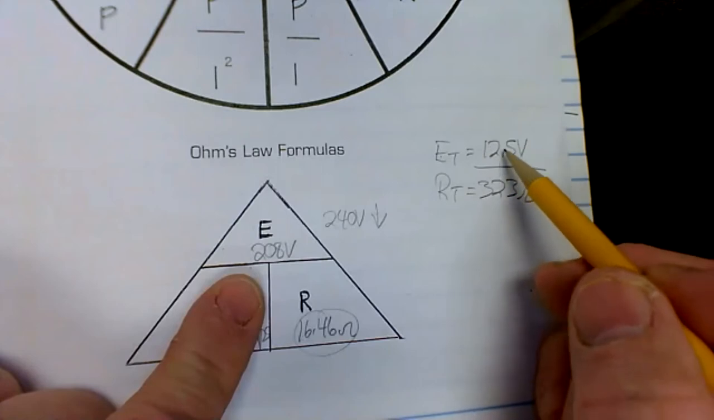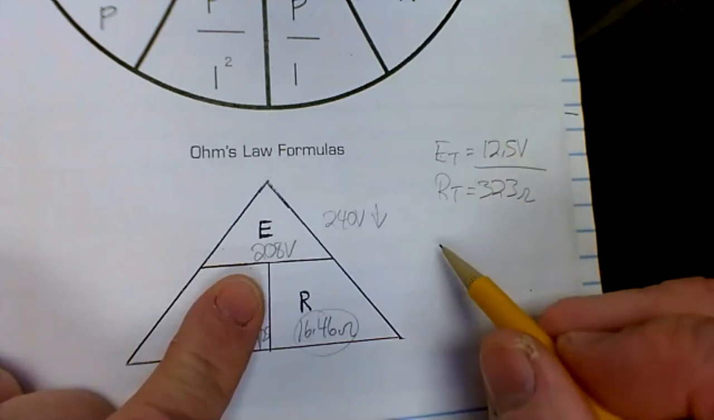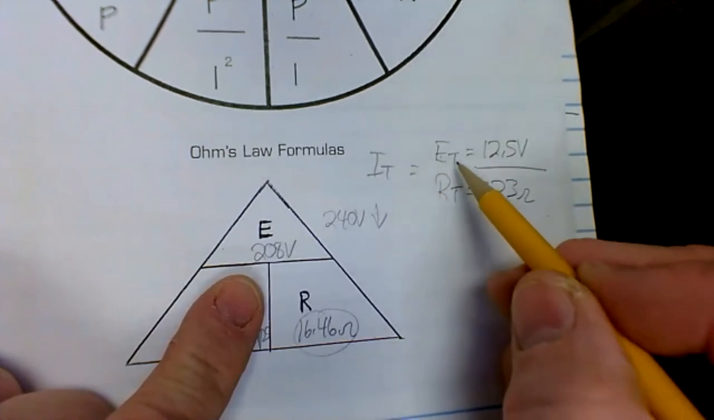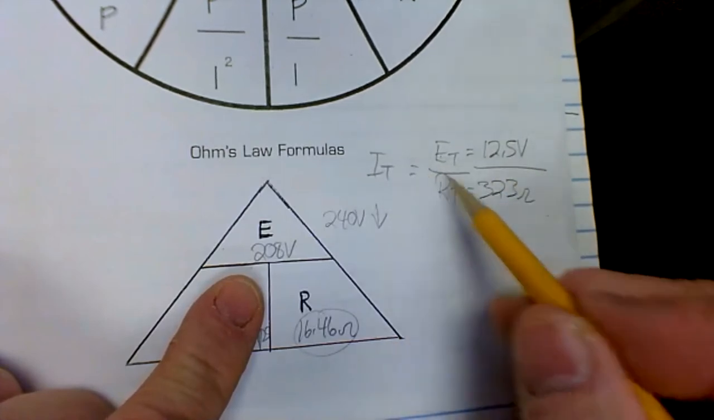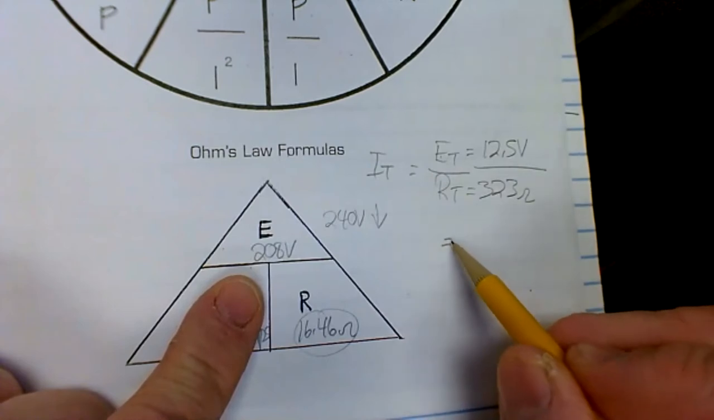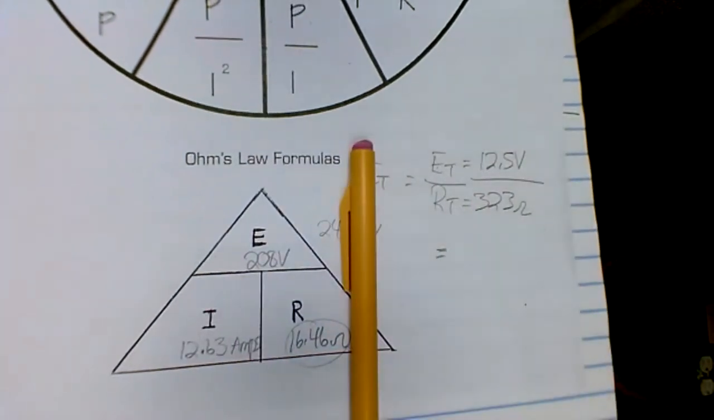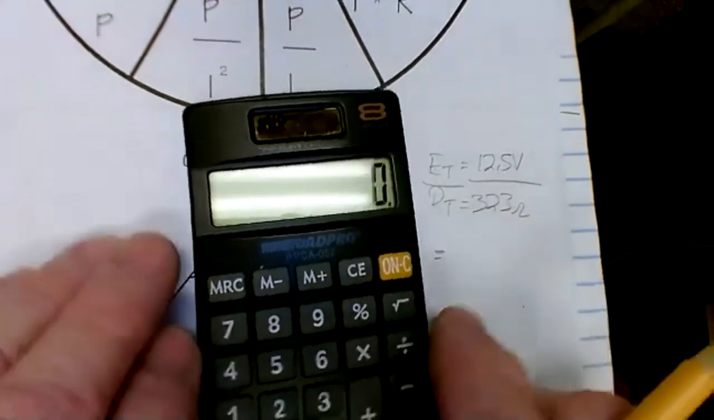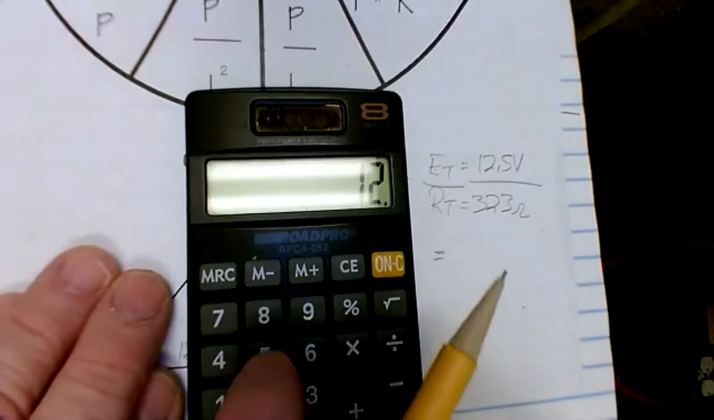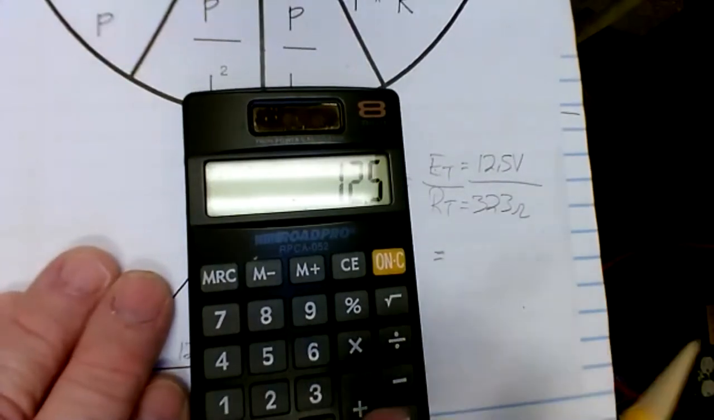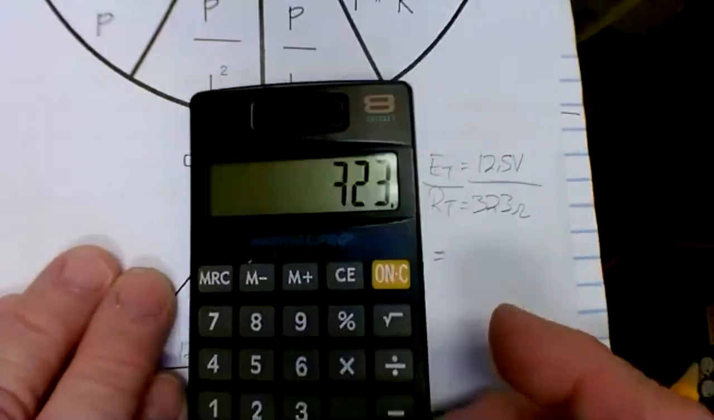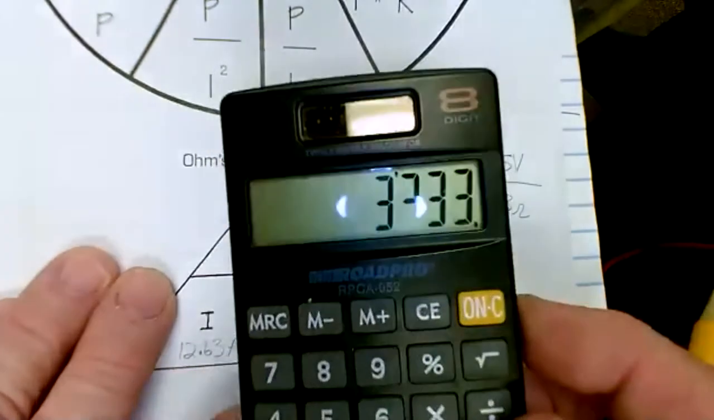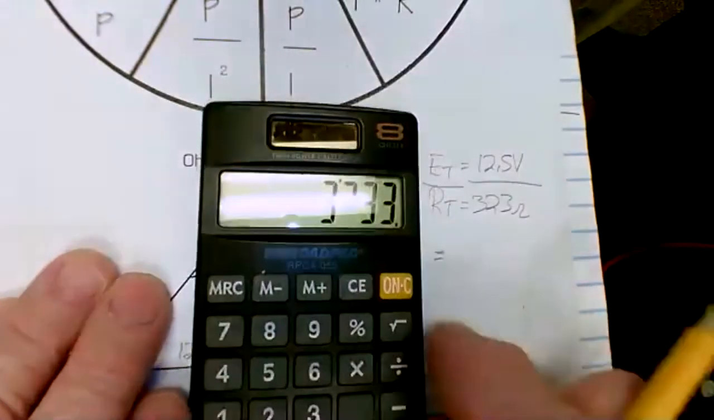So y'all get your calculator out and tell me what would the I be. I total equals E total over R total, right? So what's the answer here? I'm going to do it myself here. So 12.5 divided by 323 ohms. And Lord, I got a three out of ohm. Look at that calculator. Look at that mess.